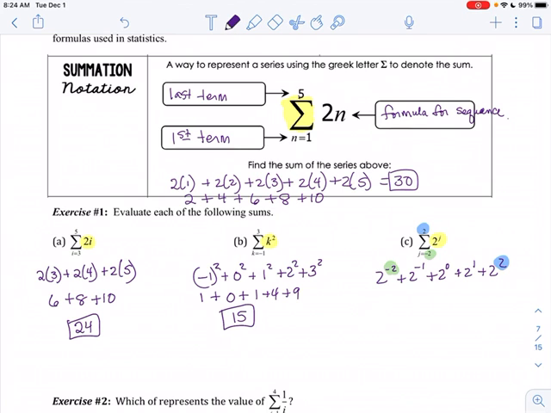2 to the -2 is 1/4. 2 to the -1 is 1/2. 2 to the 0 is 1. 2 to the 1 is 2. And 2 squared is 4. 4, 5, 6, 7.5 plus 1/4 is really 7.75, but you can always throw that all into your calculator.